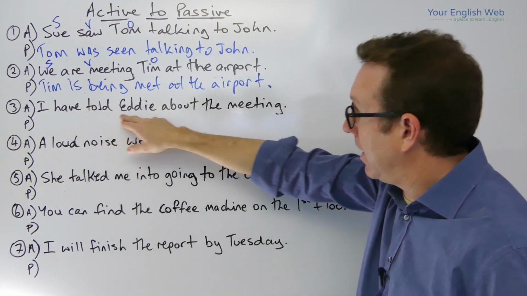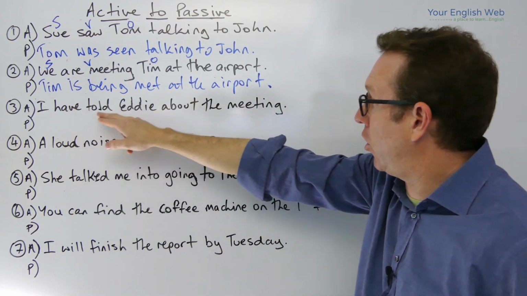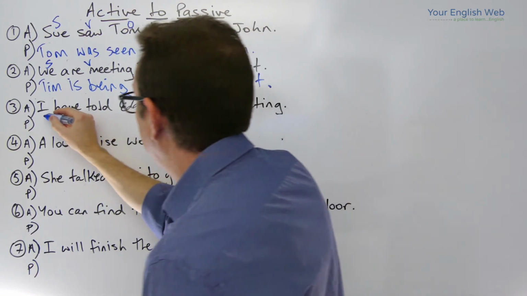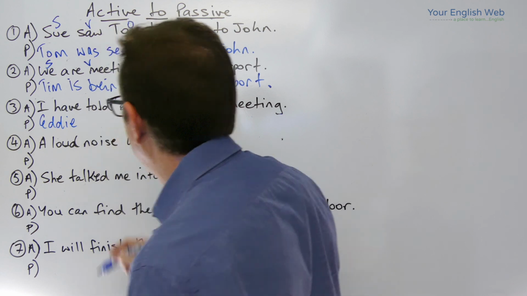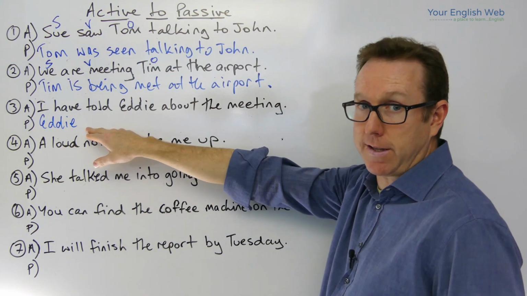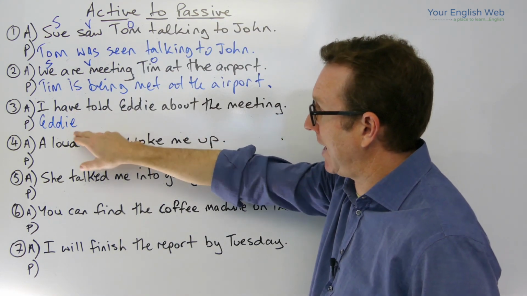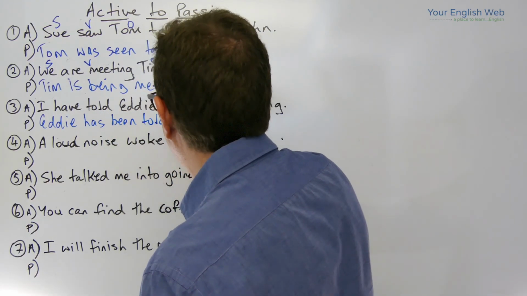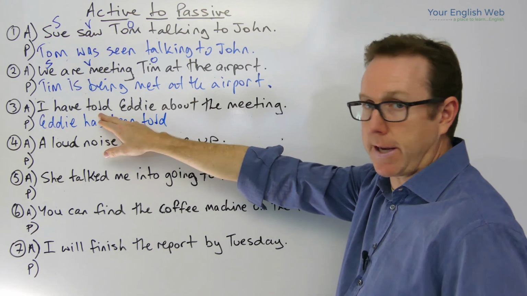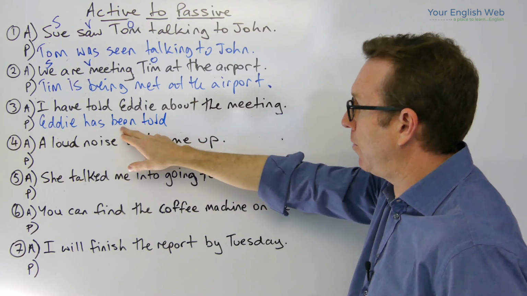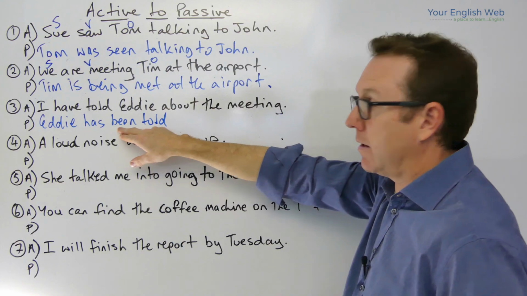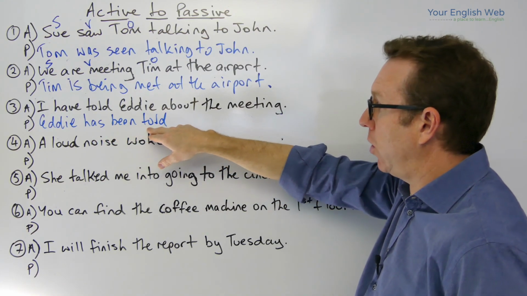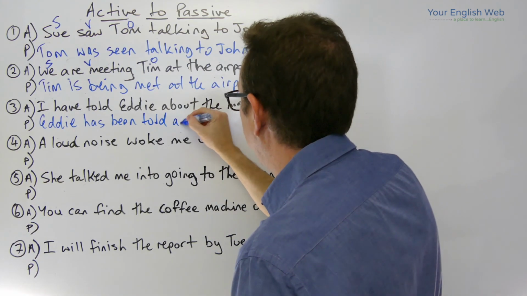The next one, subject, verb, object. So Eddie becomes the subject. The verb to be needs to come in here, so we need to change this. Eddie has told, because it's already the past participle, so that stays the same, but the verb to be comes into play. Eddie has been told about the meeting.